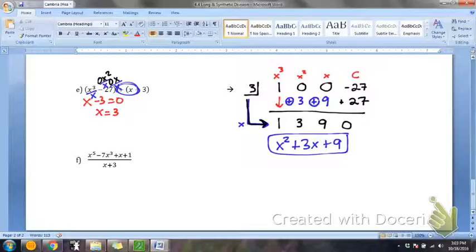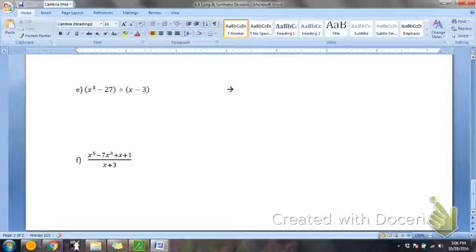Okay, so any questions on letter E? Okay, last example. Let's do letter F. Set it up. The pocket number, this time, it's -3. Are you missing any terms? You're missing a fourth, so I'm going to put 0x to the fourth, and I'm missing x squared, right? So I'm going to put a 0 in for them.